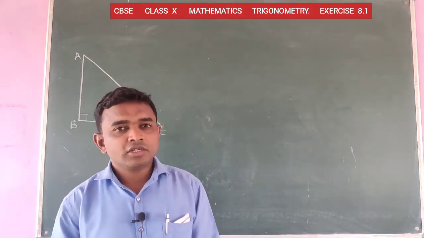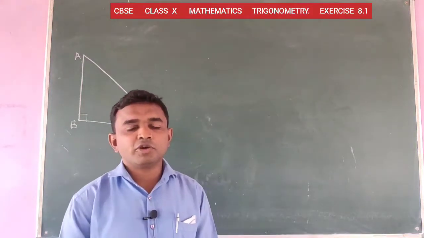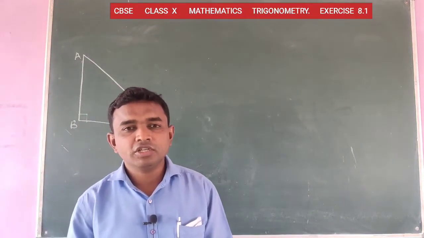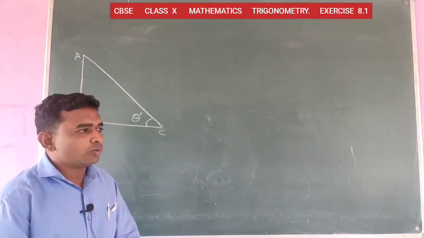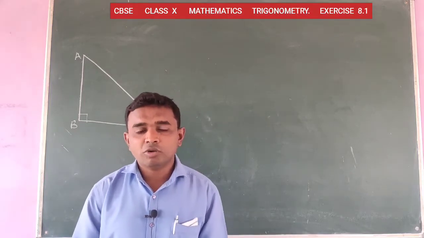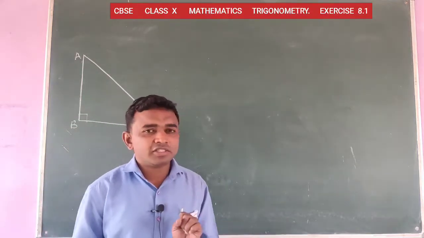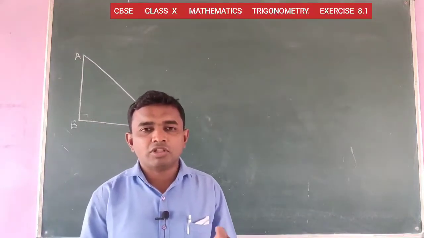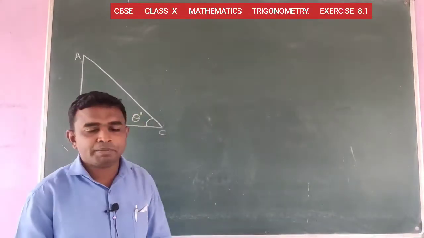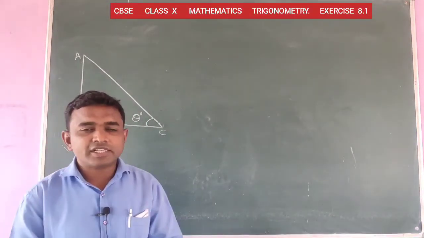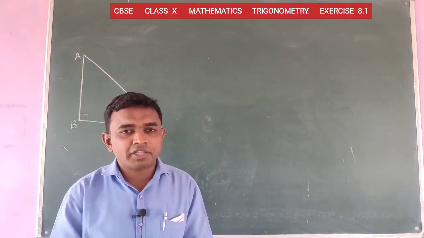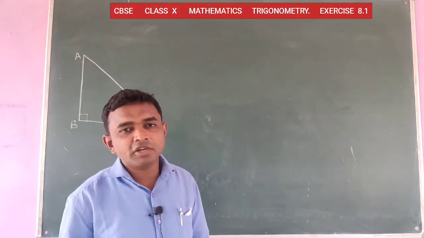Hello dear students. In the last lecture we discussed the trigonometric concepts, formulations and interrelations. Now today we have to solve exercise 8.1, the first exercise of this chapter. This exercise is completely based on the basic formulation of the trigonometric ratios which depend on the triangle. In this exercise we have to find the ratios. Some values of the triangles are given and we have to find the ratios of the trigonometric functions.